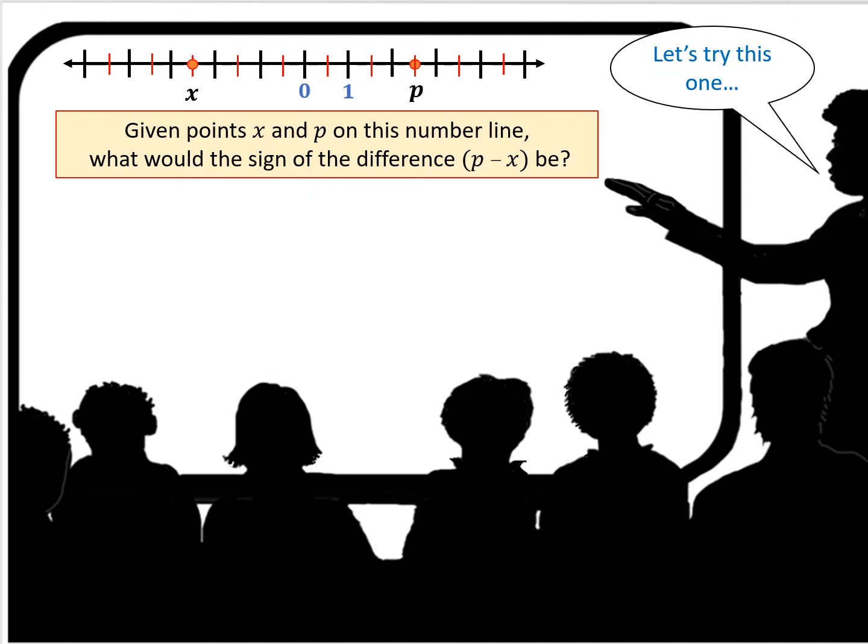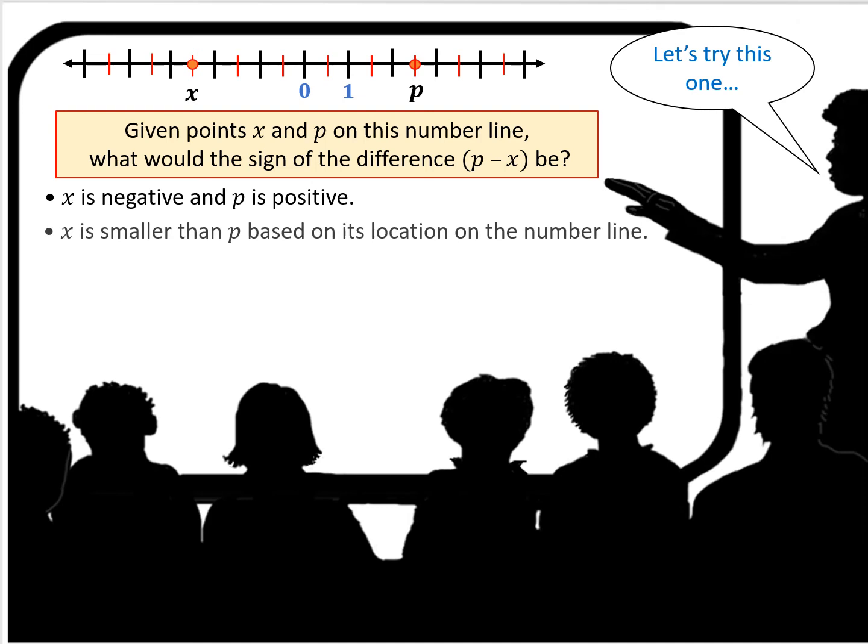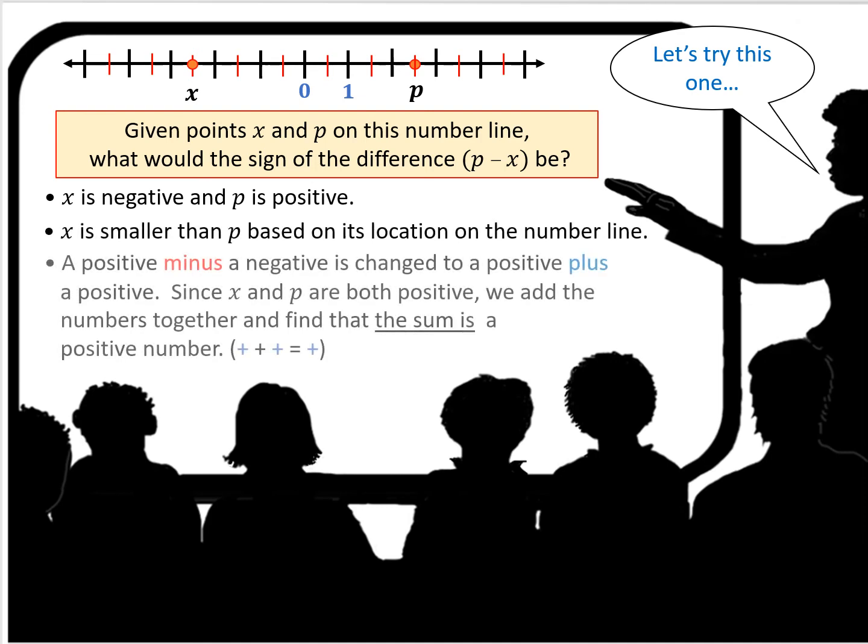Let's try this one. So now we have x and p on the number line as you see here, and we're trying to figure out what would the sign of the difference p minus x be. Well, x is negative, it's to the left of 0, and p is positive, it's to the right of 0. x is smaller than p based on its location to the left of p.